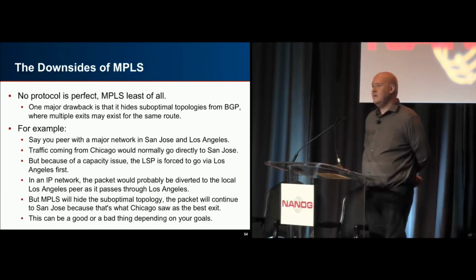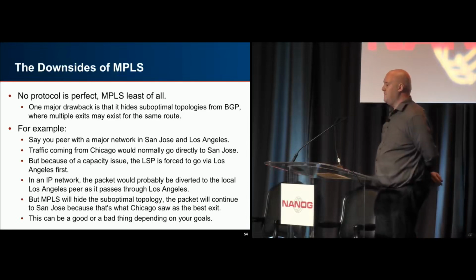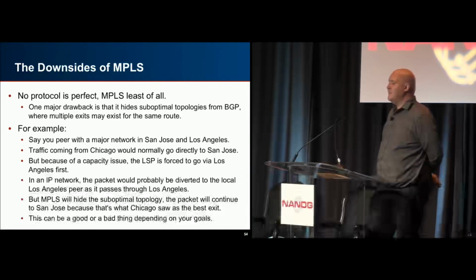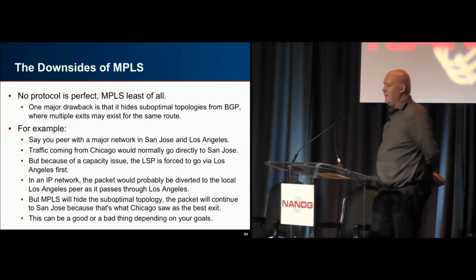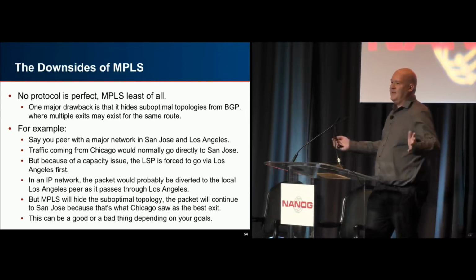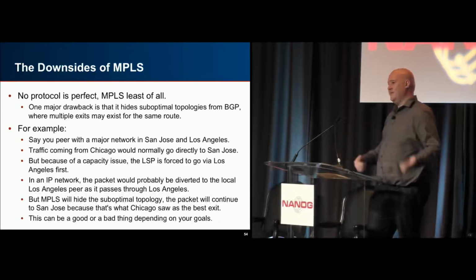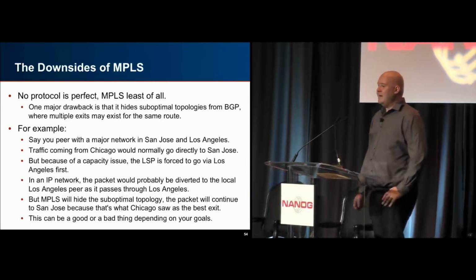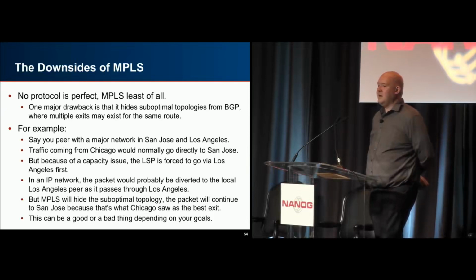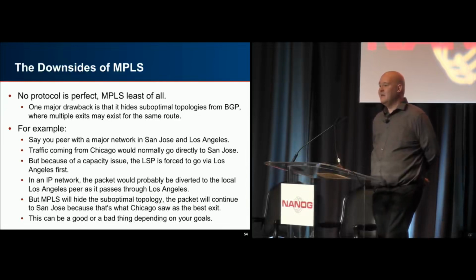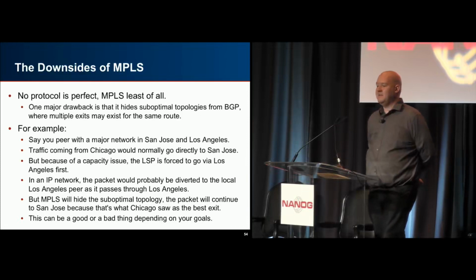Here's a classic example of where you have problems. Say, for example, you've got a major network, a major peer, in San Jose and Los Angeles. Pick any Asian network that came to the US and peered in those two places. Let's say the traffic coming from Chicago, its normal best path would be to go to San Jose. But because of a capacity issue, because the Chicago to San Jose path is full, it has to go via Los Angeles first.